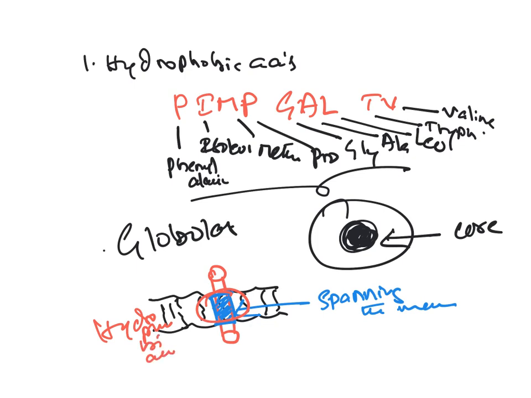Hydrophobic amino acids are present in this middle portion, in the membrane spanning domain of a transmembrane protein. On either side there will be hydrophilic amino acids. That's one of the classifications of amino acids. Our next classification of amino acid is sulfur containing amino acid. You know, it is methionine and cysteine. These are the two sulfur containing amino acids.